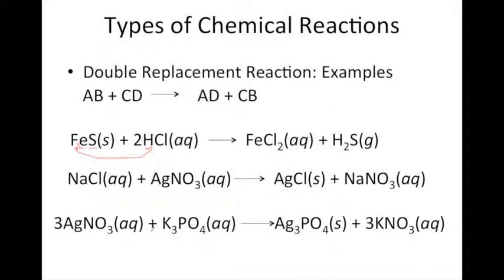And you can see here in the last one, the same thing happens. When we write our products, again, we always have to pair them up based on charges. Iron is a +2, chloride is a -1. That's why we have 2 chlorides. So you might want to review your naming compounds rules, your naming ionic compounds rules, to help you remember how to write your products correctly.